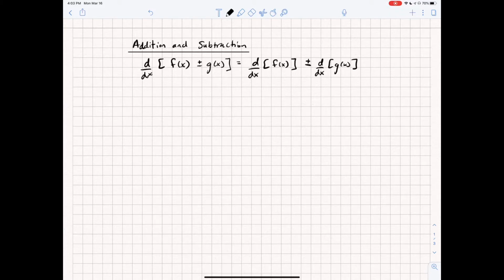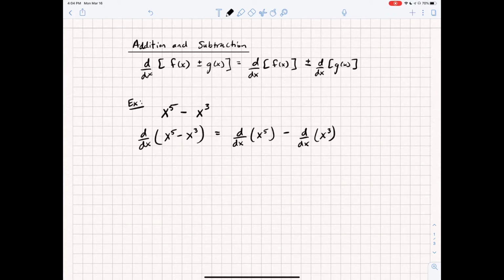So for example, let's say we had something like x to the 5th minus x to the 3rd. So I essentially have two power rules. Well, if I want to find the derivative of this, of x to the 5th minus x to the 3rd, I'm going to go through and derive these pieces individually and subtract the results because it was subtraction to begin with.